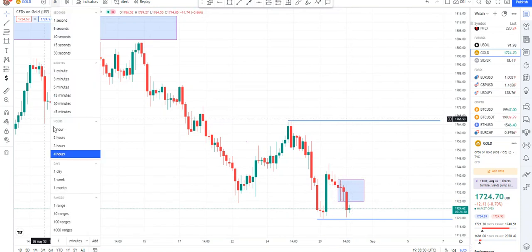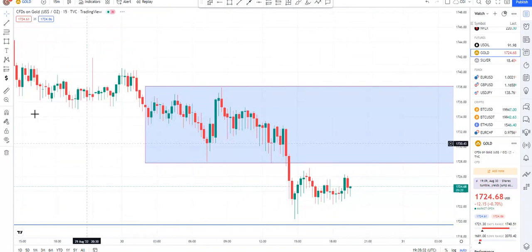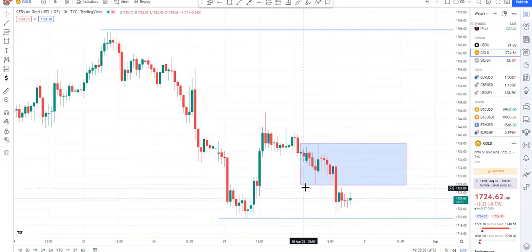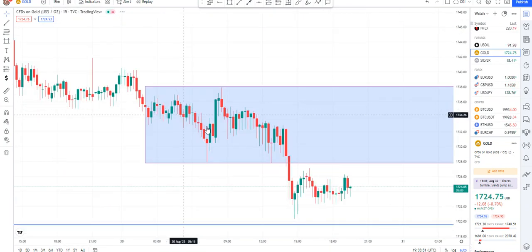So we go down to 15 minutes. Sorry, let's check the 1 hour first to see if we have anything different. On the 1 hour chart, we have this. Nothing to clear. It doesn't clarify anything to me. So I'll go down to the 15 minutes.